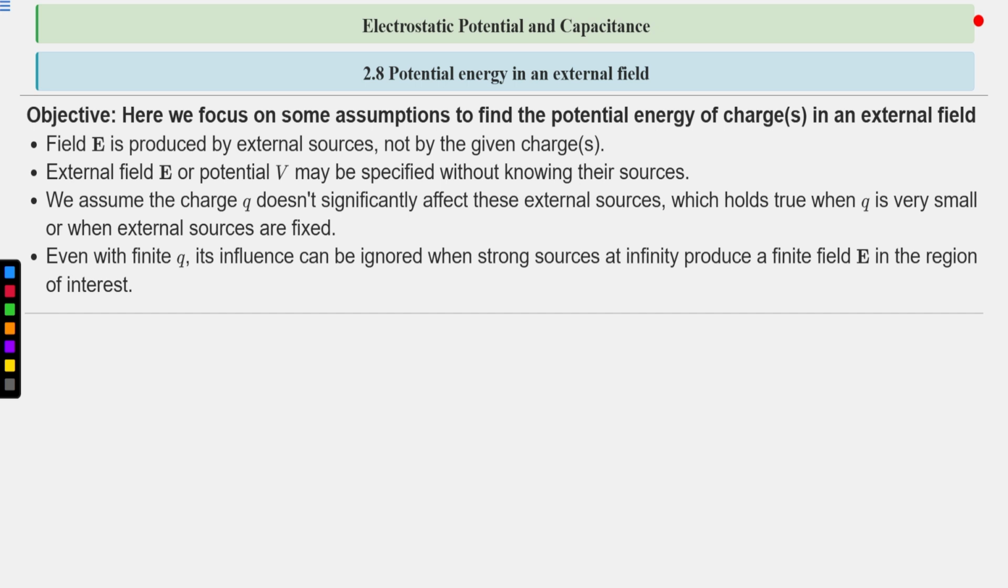Even with finite Q, its influence can be ignored. Even if we take Q as significant, not very small, then also the influence can be ignored when strong sources at infinity produce a finite field E in the region of interest. So even if Q is not small, we will consider that the external field produced by any source is very strong in this region.